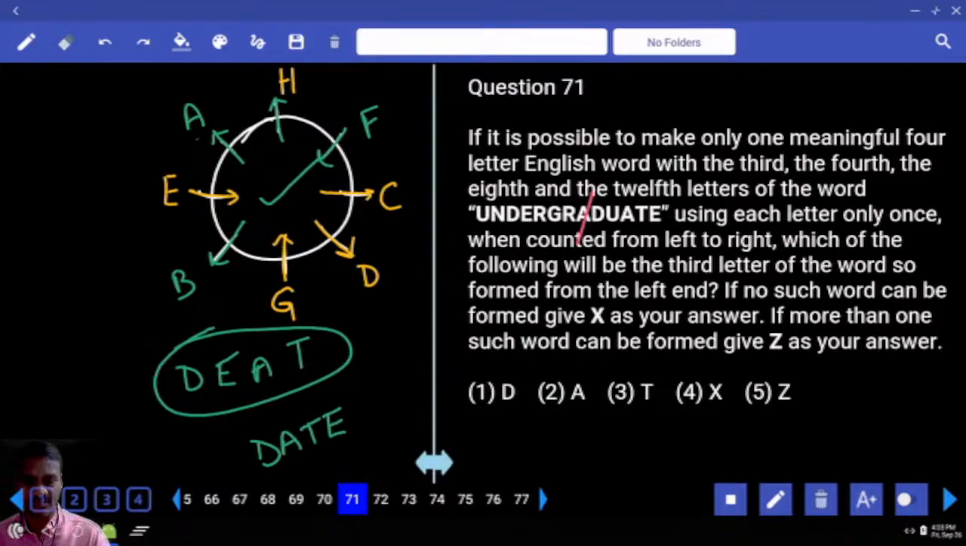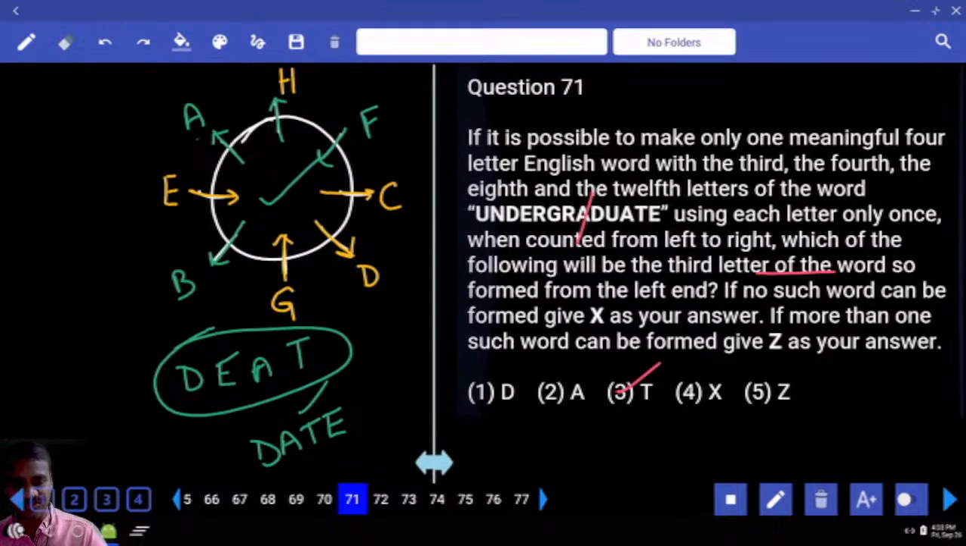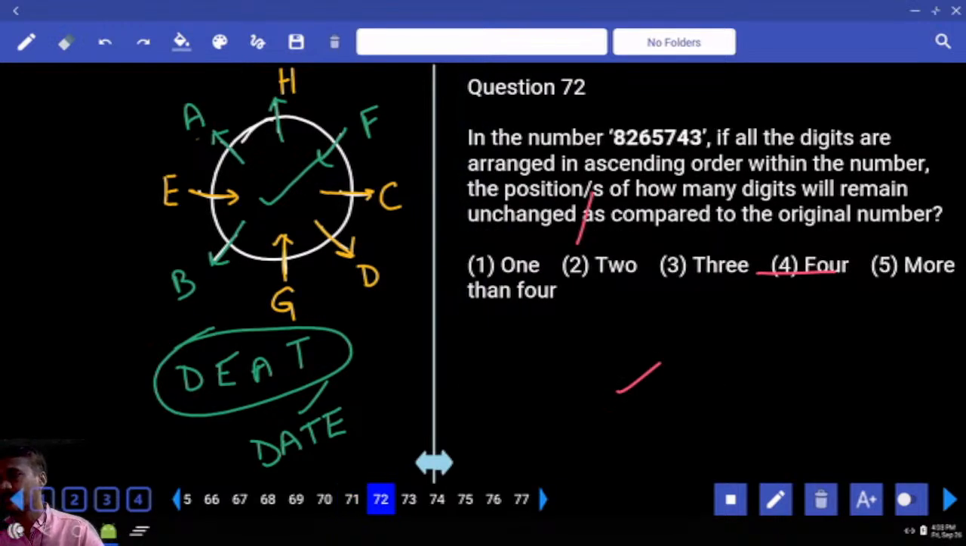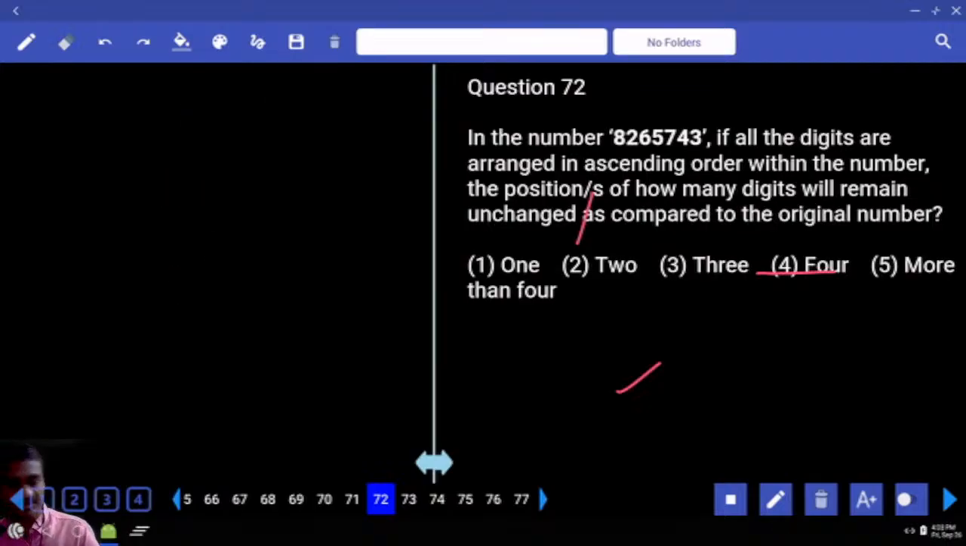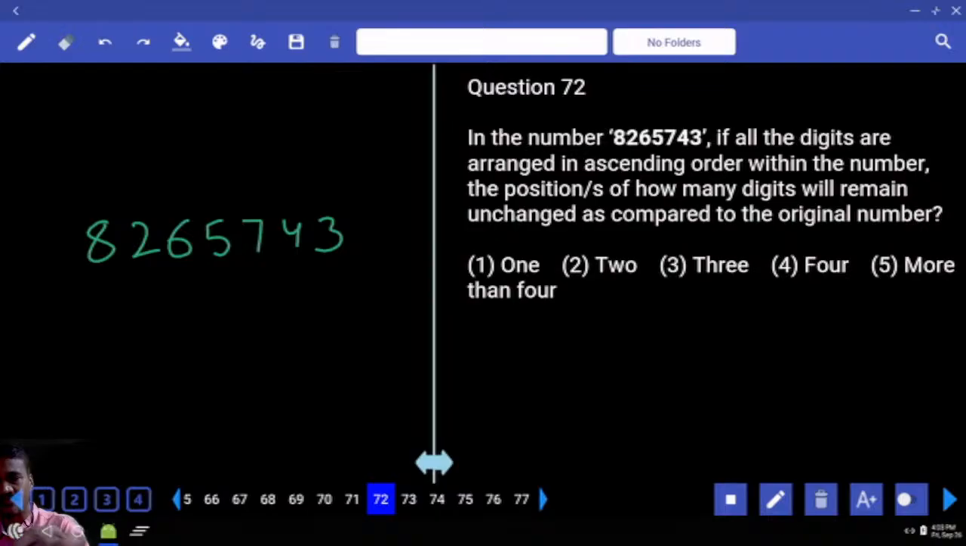Then which are the following? And which are the following with third letter from the left? Third from the left is T, choice 3, 75. Then next one, 72. Now in this 72, in the number, what is the number we have? 8265743. 8265743.